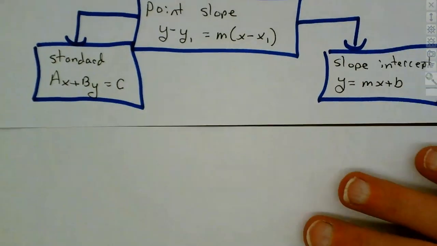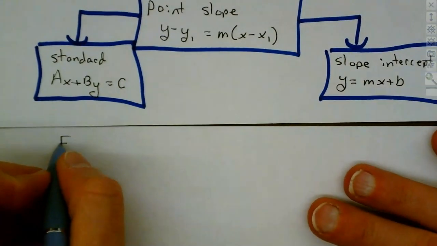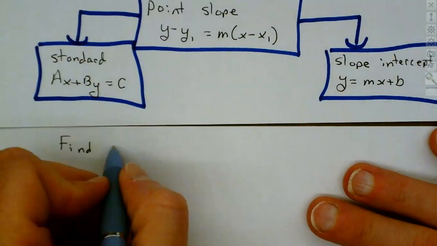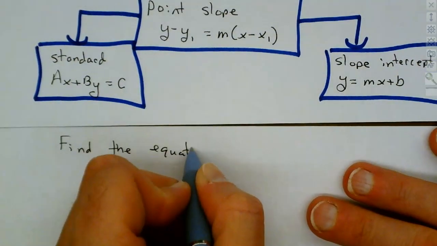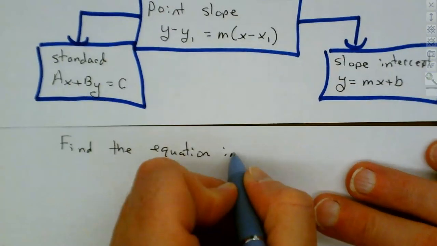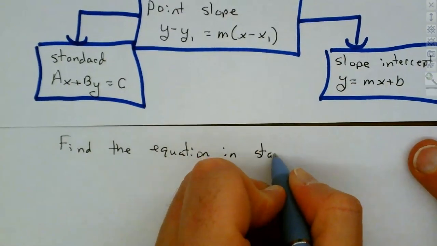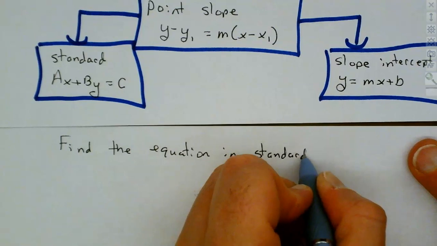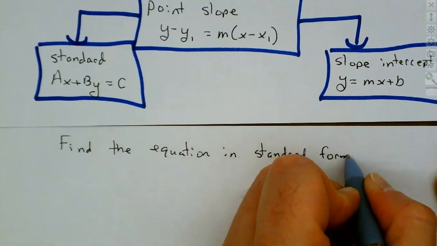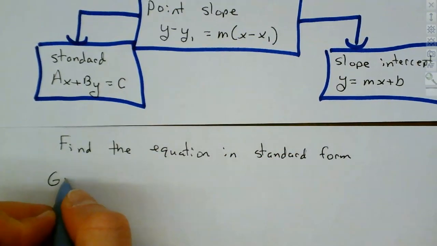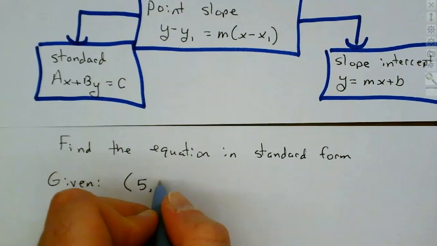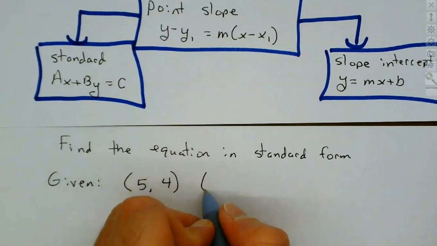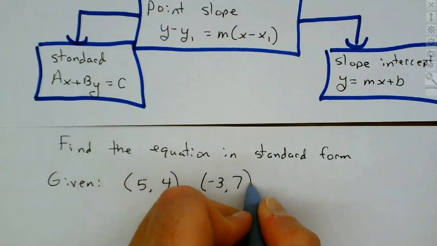So we'll do 2 of these. So let's find the equation in standard form. And let's say you're given 2 points. How about you're given the point 5, 4 and minus 3, 7.